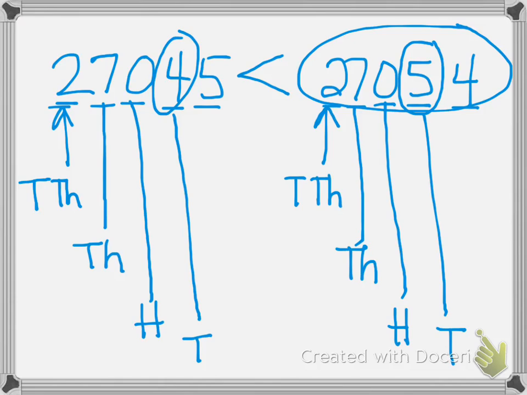For your homework on this page, I want you to do number 1, and you're going to figure out which one's bigger and write either a less than or greater than sign. On number 2, you're going to write the numbers in order from smallest to greatest. You write the smallest number first on the left, and then you keep on going.